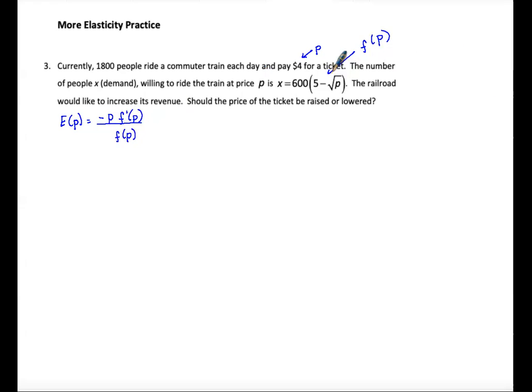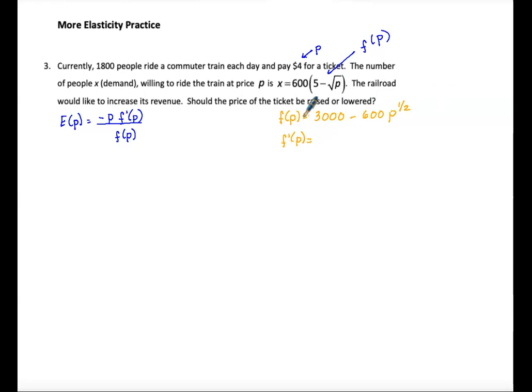So if this is our F of P, let me just rewrite that. F of P is equal to 600. Now I want to distribute this. So 600 times 5 will be 3,000 minus 600, and then the square root of P. I'll write it down as P raised to 1/2 so that I can easily apply the power formula when I get the derivative, because we need to get the derivative of this.